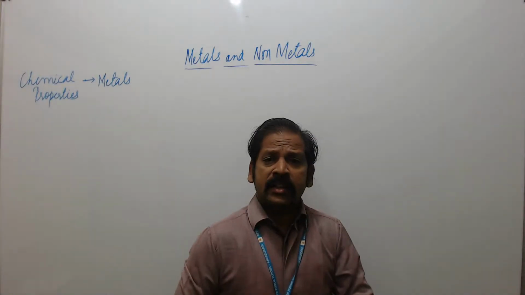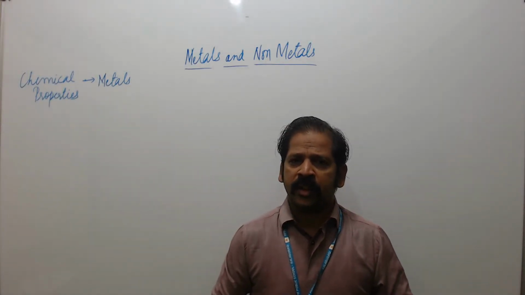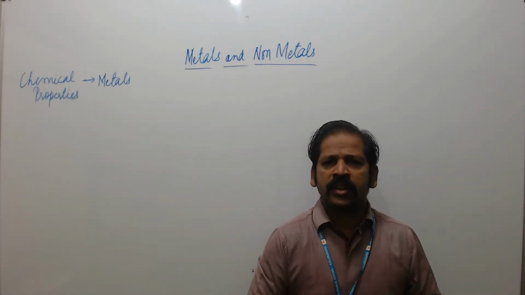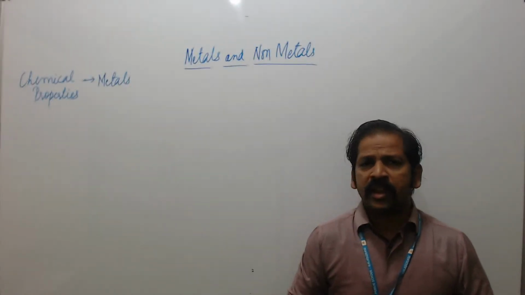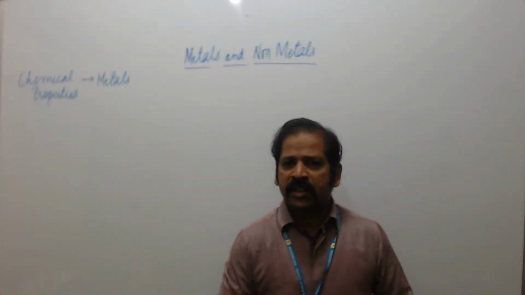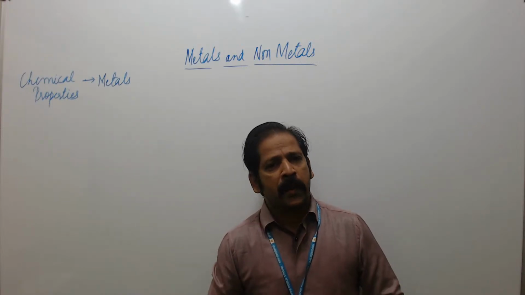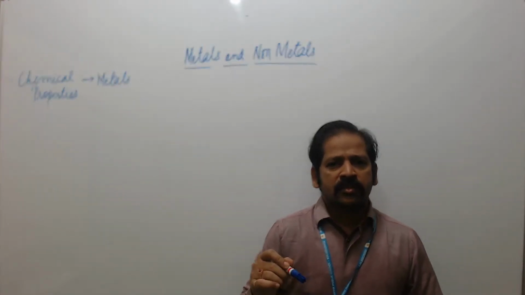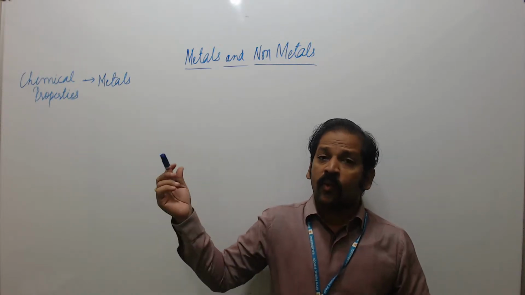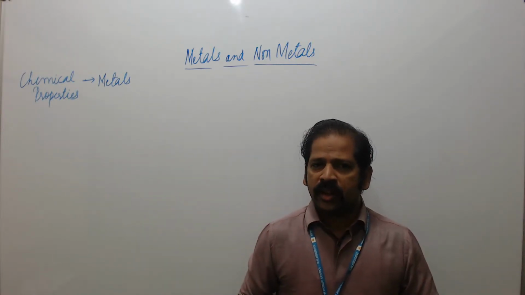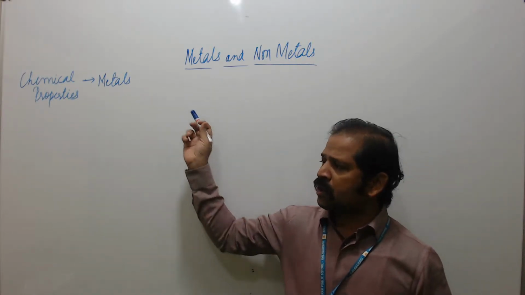Metals react with oxygen. Metals react with water. Metals react with acids. Metals react with hydrogen. Metals react with chlorine. Metals react with different types of sulfates. Then what is the result? Yes, today we are going to discuss all these things.